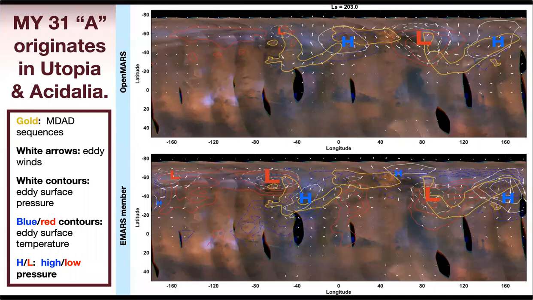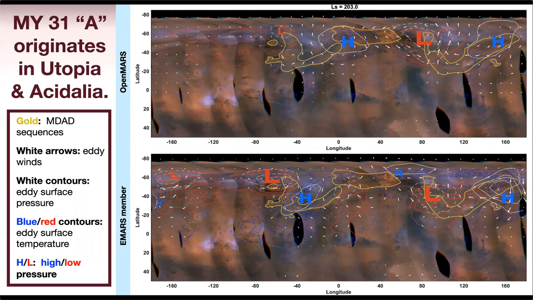From here on out, we're going to look at Mars daily global maps taken from the data set that Helen Wang and I have on PDS. This is version 2.0. On top of that, in gold, are outlined the storms from the MDAD. In addition to that, I've taken the eddy analysis from 2 reanalysis data sets, OpenMARS at the top and a single EMARS member at the bottom.